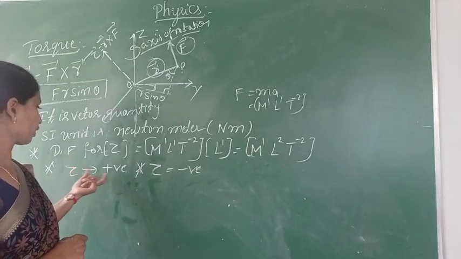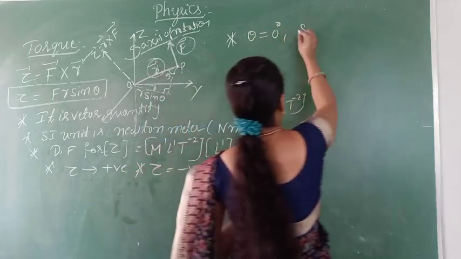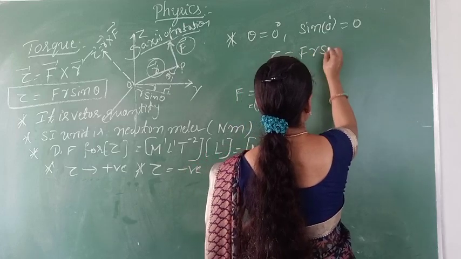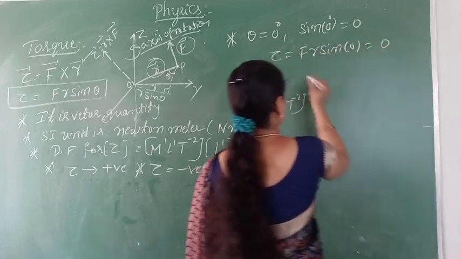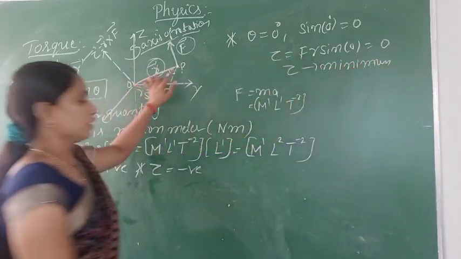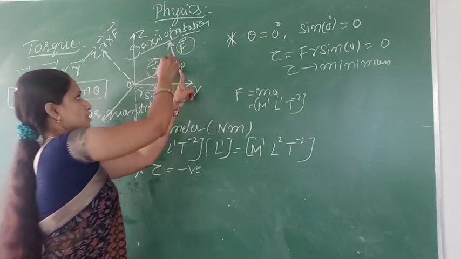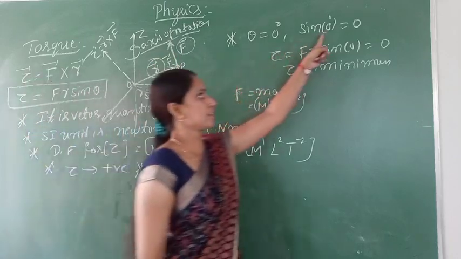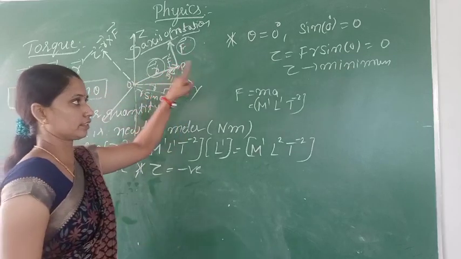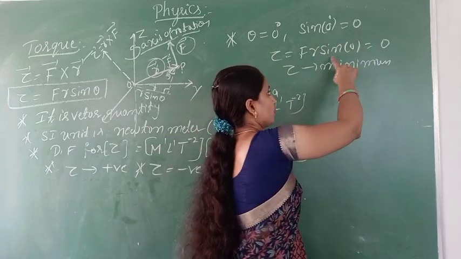Clear? So when does the torque become minimum? Suppose theta is equal to 0, then sin 0 degree is 0. Then torque tau is equal to F r sin 0, which is 0. Then tau becomes minimum. Here the line of action of force is along the position of the particle, so F is acting along that direction and theta is taken to be 0. Then F sin 0 degree is 0, and 0 into r is 0.